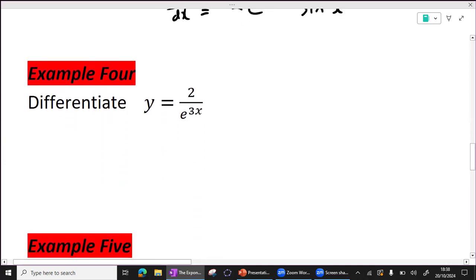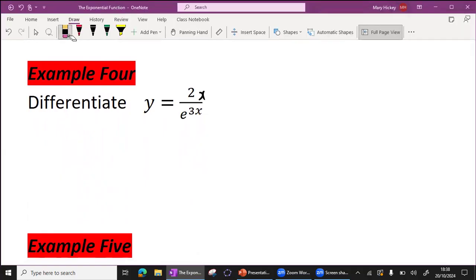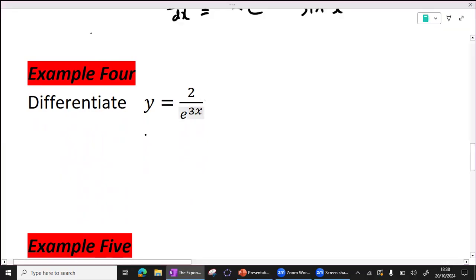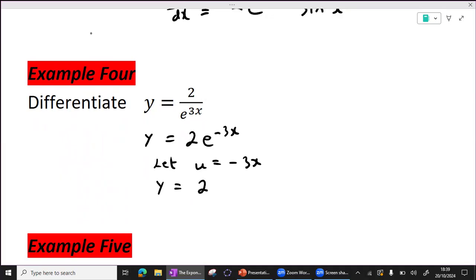This next one, because it's only a 2 on top, it's not 2x. Okay, if it was 2x, it would be the quotient. But bearing in mind that it is just 2, I think a good place to start is just to move that into the top position, and therefore I change the sign of the power. And then I do what I normally do, let u equal the power if it's not just x. So y is in fact 2 times e to the u, and u is minus 3x.